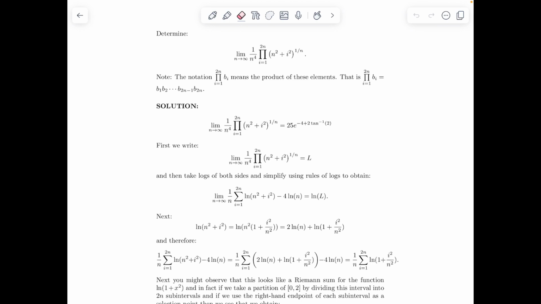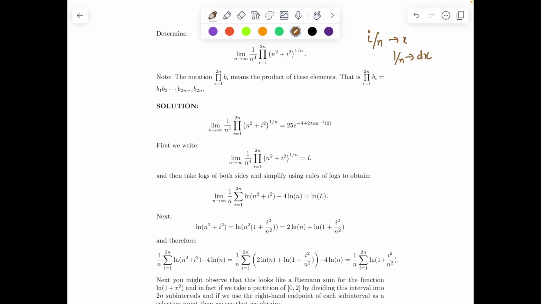Limit n tends to infinity of 1 by n to the 4 times the product, i equals 1 to 2n, of (n square plus i square) to the power 1 by n. This notation is usual, which means product of these elements. Right, so how do we go about it? It's straightforward in the first go, because you know the idea in these kinds of problems: 1 by n is dx.